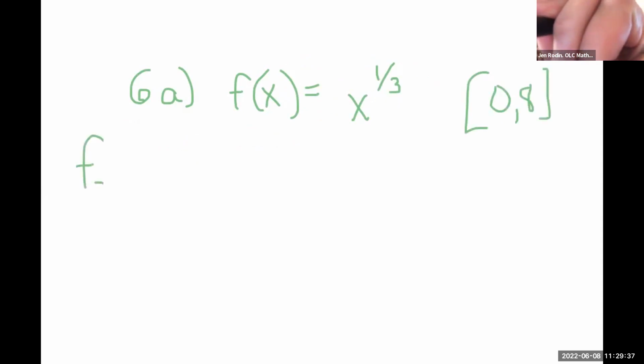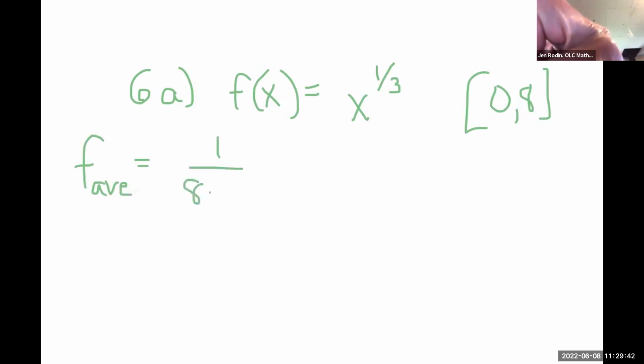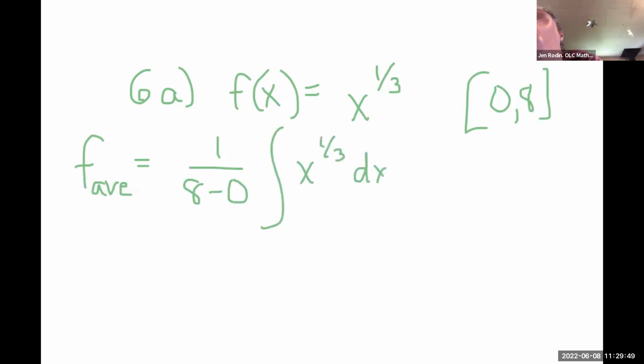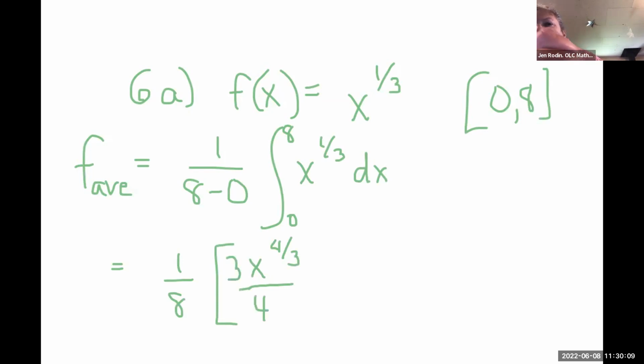So f average is 1 over 8 minus 0 of the integral, 1/8 from 0 to 8. And that's it. That's the setup. These aren't too tricky. Just add 3/3 to the power and divide by that power. So we'll have it like this.